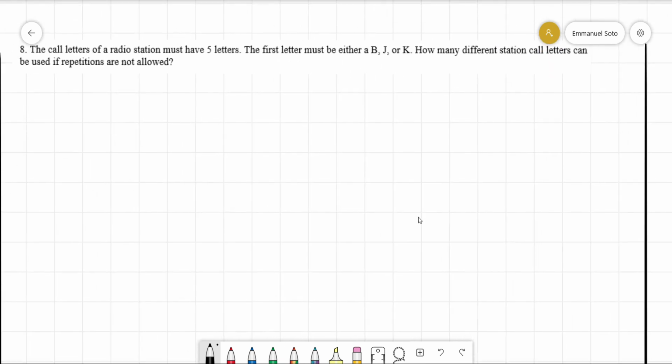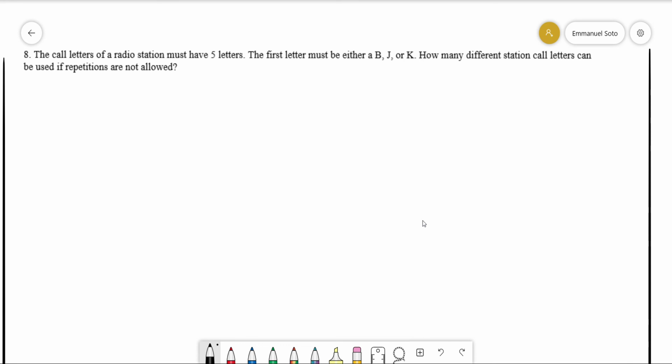All right, number 8. The call letters of a radio station must have 5 letters. The first letter must be either a B, J, or K. How many different station call letters can be used if repetitions are not allowed? So we have 5 slots for the call letters. The first letter has to be B, J, or K. All of the other letters can be other letters.